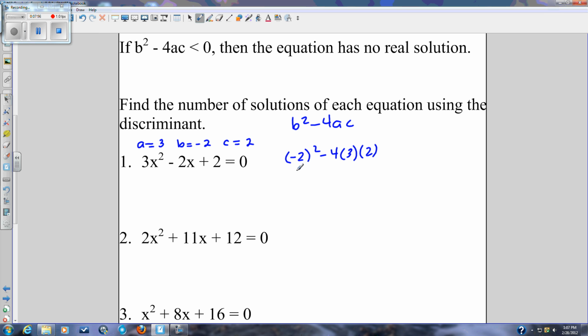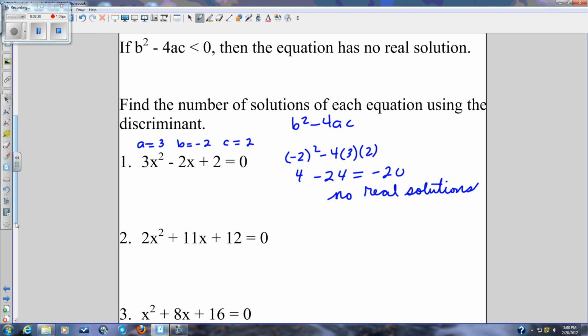Well, negative 2 squared is 4. Negative 4 times 3 is negative 12 times 2 is negative 24. Well, that gives you negative 20. And we said that if it was less than 0, it has no solution, or no real solution. So we're going to say no real solutions.